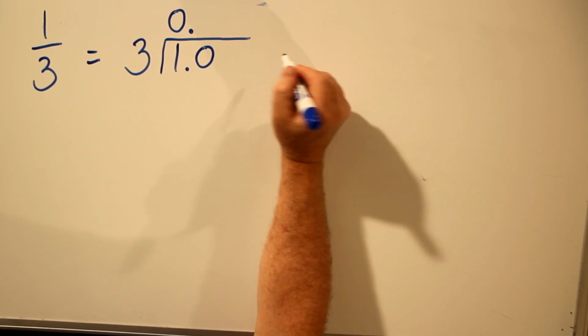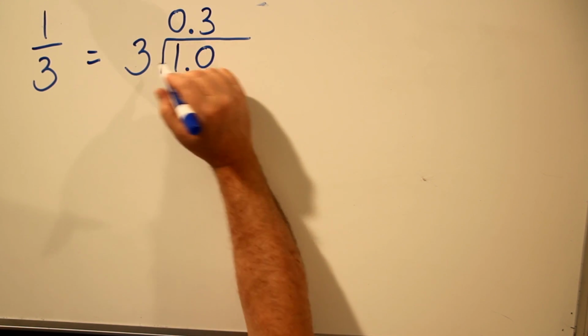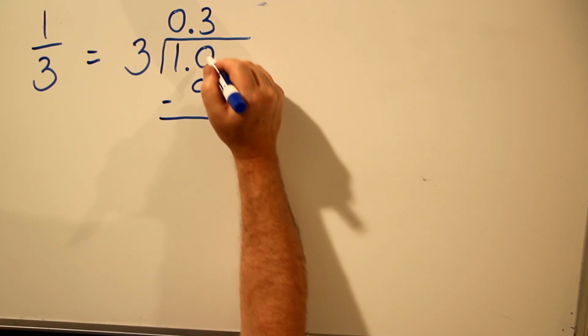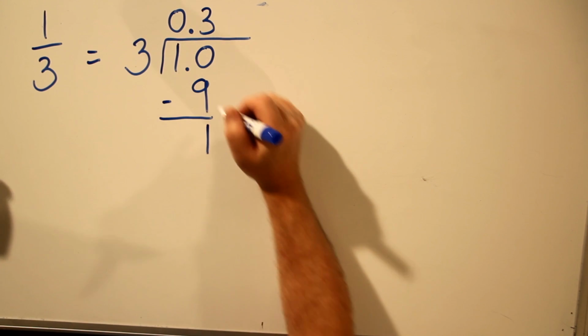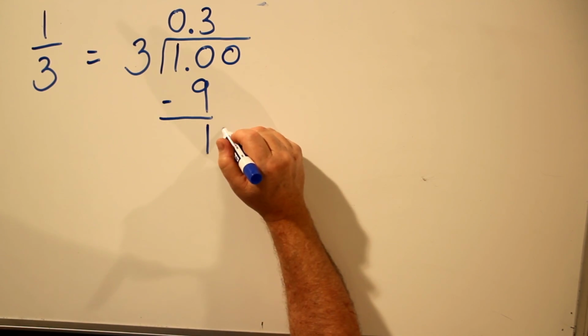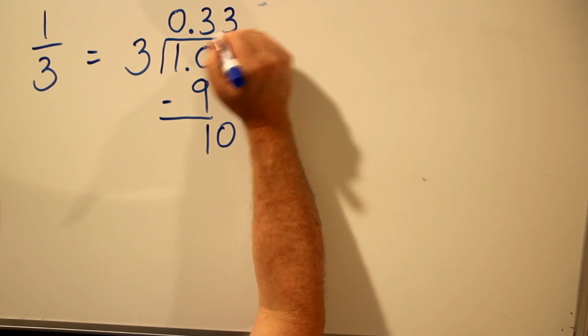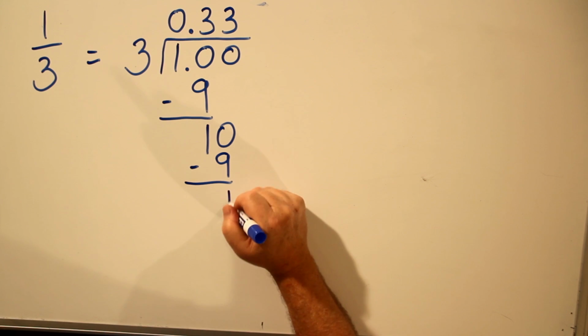Add a 0, and now we divide 3 into 10. 3 goes into 10 3 times. 3 times 3 is 9. Subtract. 10 minus 9 is 1, which is what we started with. We'll bring down another 0. 3 goes into 10 3 times. 3 times 3 is 9. Subtract, and we get another 1.